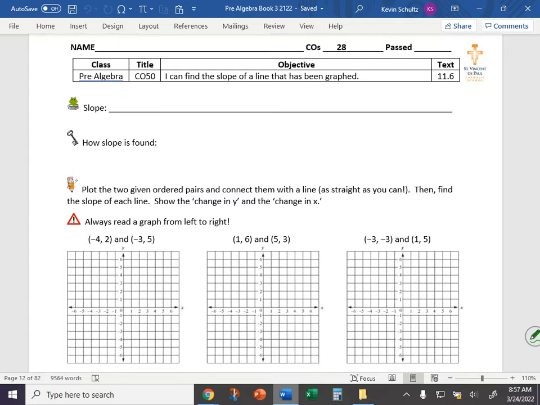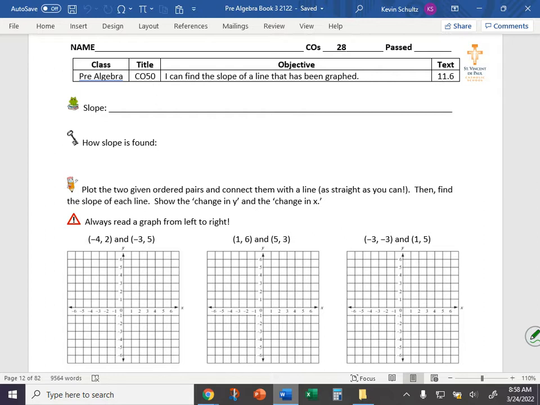What do you remember about slope? Tony? Distance from one line to another. The distance, I'm gonna change that from line to point. Okay, the distance from one point to another point. I can see how that would be a working definition.